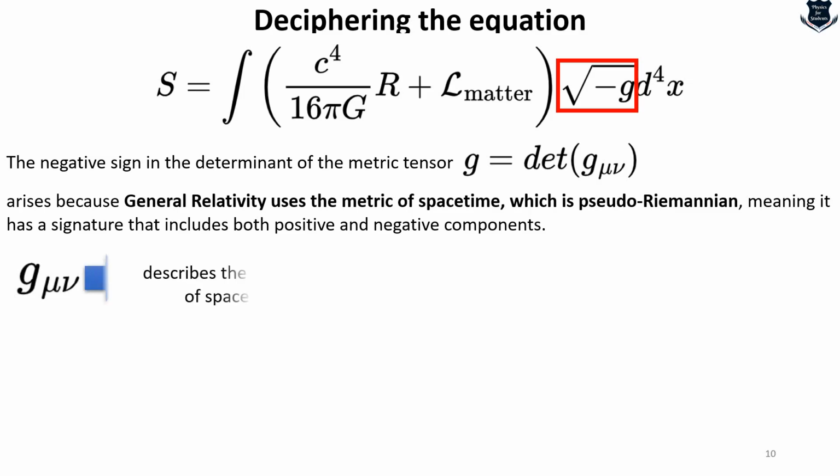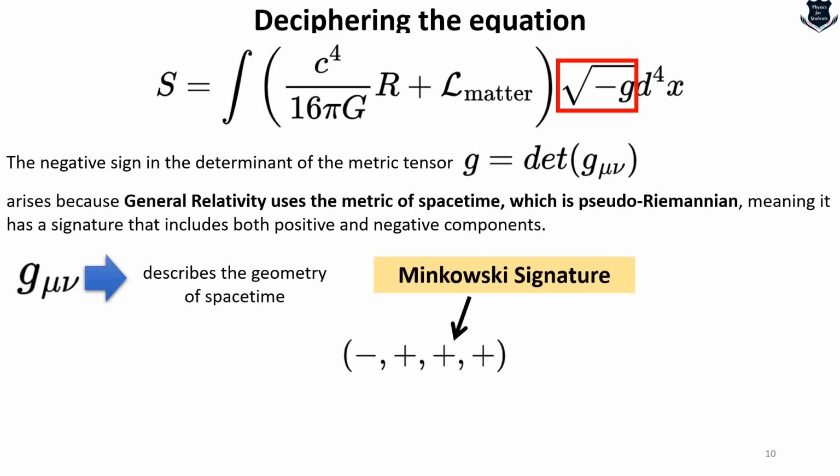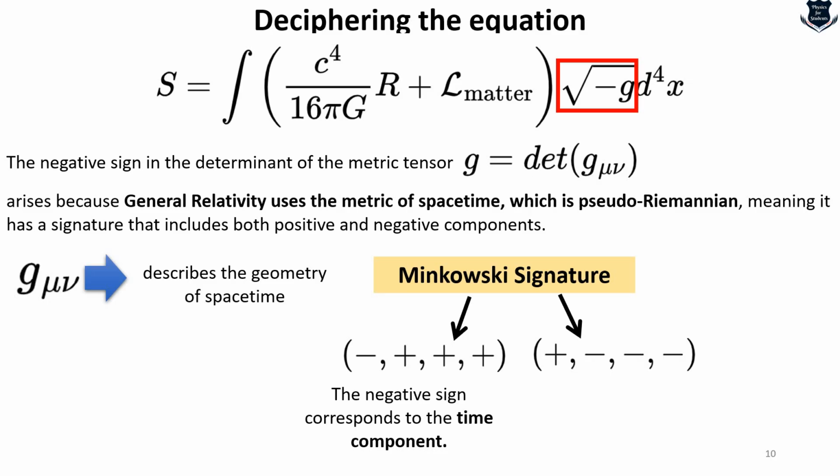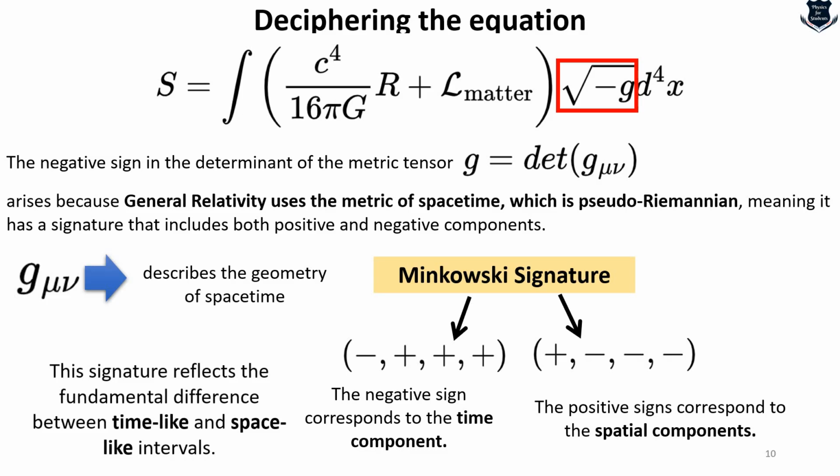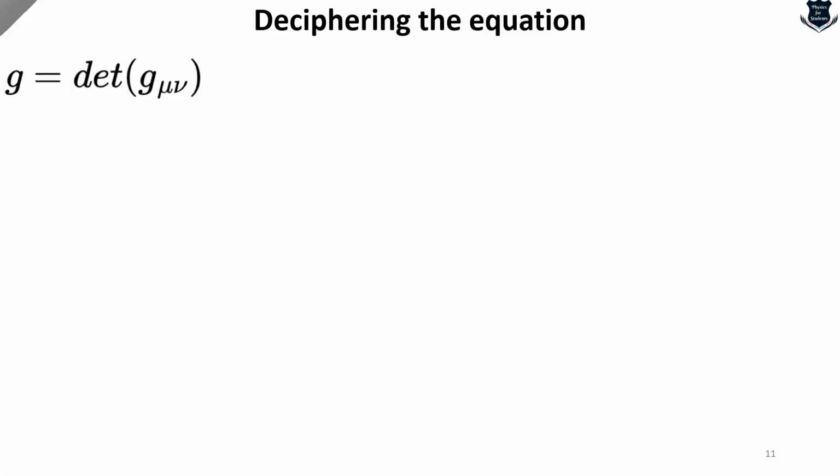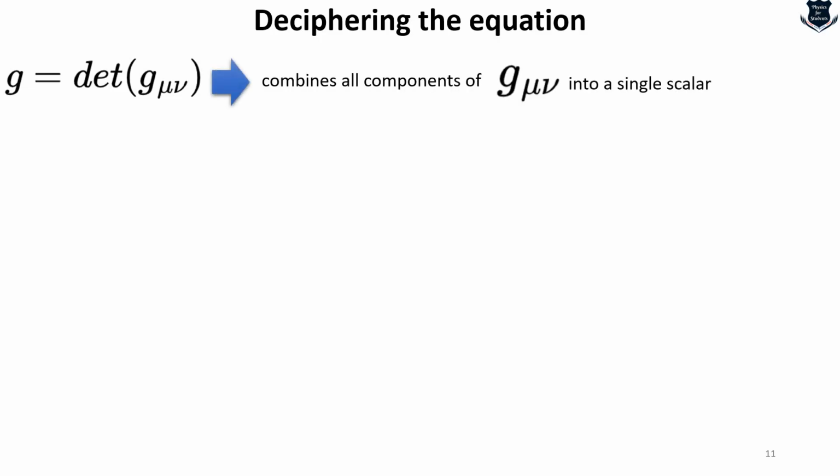Now, the metric tensor g mu nu describes the geometry of space-time. For general relativity, space-time has a Minkowski metric, and this Minkowski signature can be written two ways: minus plus plus plus, which has a negative sign corresponding to the time component, and plus minus minus minus, which has a positive sign corresponding to the time component. So overall, the signature reflects the fundamental difference between time-like and space-like intervals. And further, the determinant of the metric tensor combines all the components of g mu nu, which we just saw earlier, into a single scalar in pseudo-Riemannian geometry.